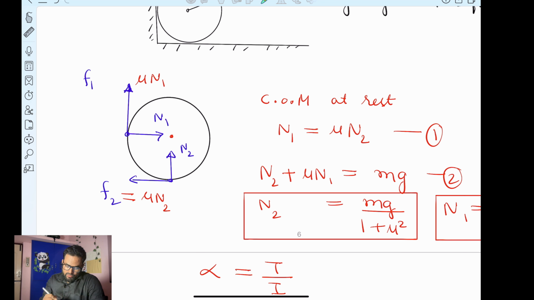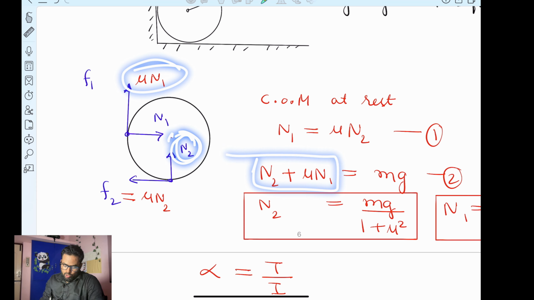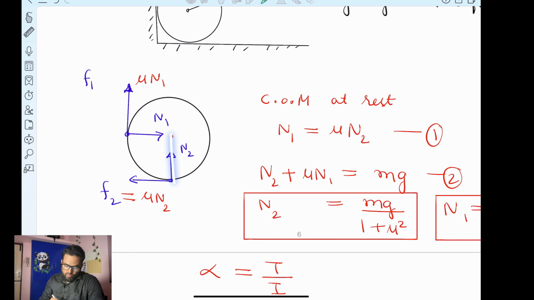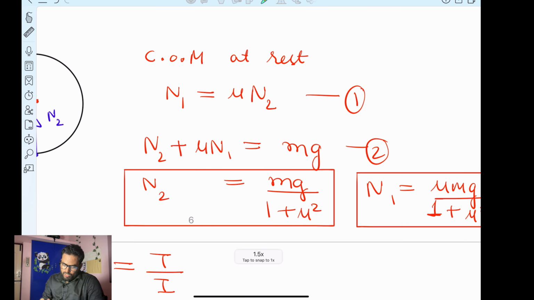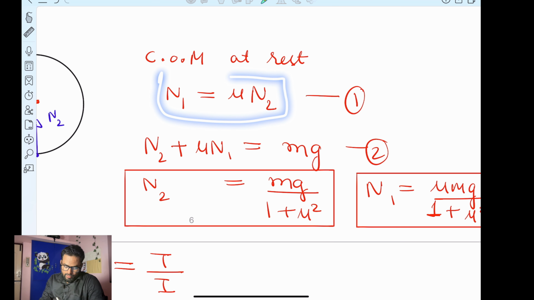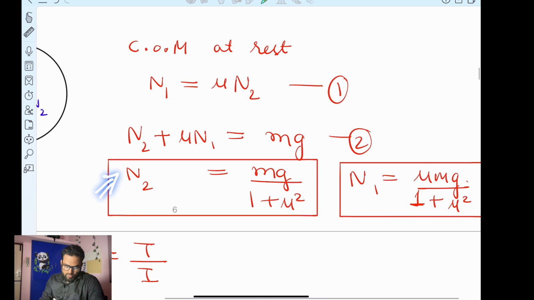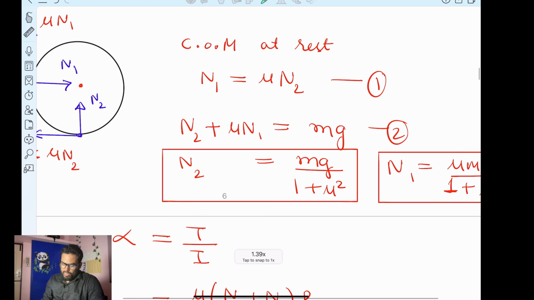Now satisfying the vertical equation, n2 is vertical, and mu n1 is vertical. So n2 plus mu n1 should together balance the weight component downward, mg. Now we have two equations: n1 equals mu n2, and n2 plus mu n1 equals mg. Solving these, we can easily get the values of n1 and n2.